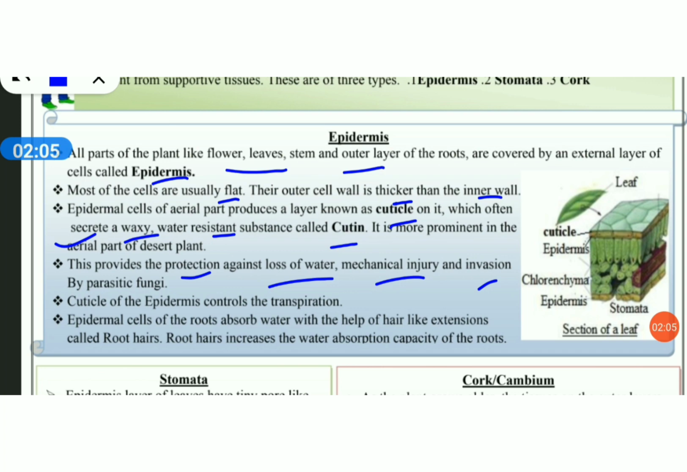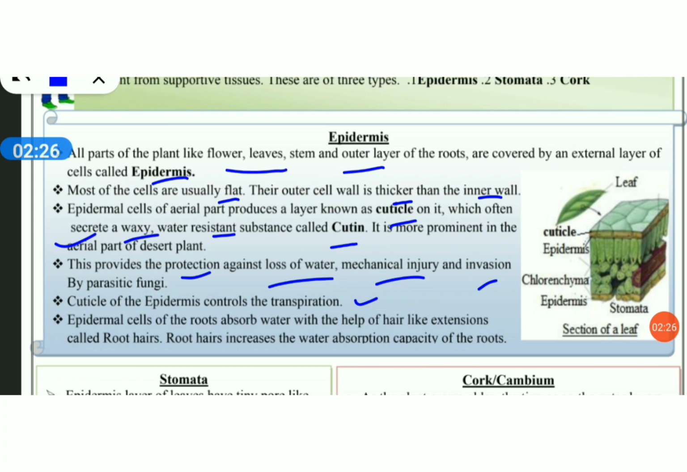Now the cuticle of the epidermis also controls transpiration. As we know that in deserts there is scarcity of water, so these plants have this cuticle which helps to control the loss of water, which is known as transpiration.